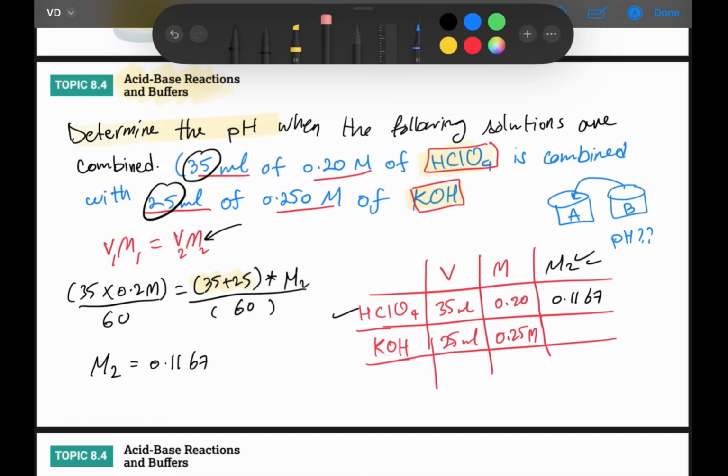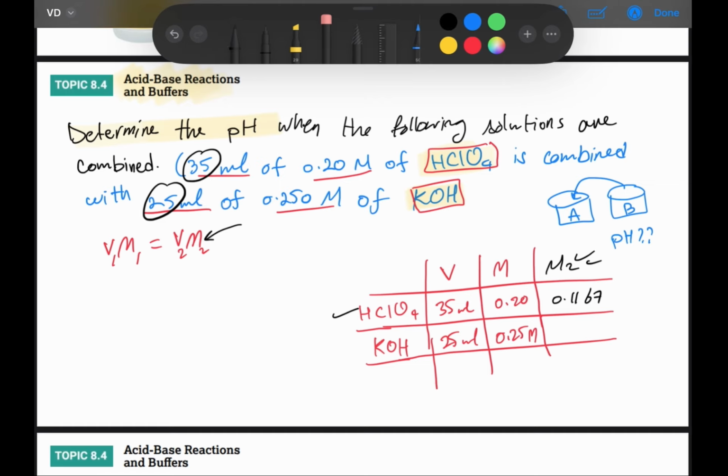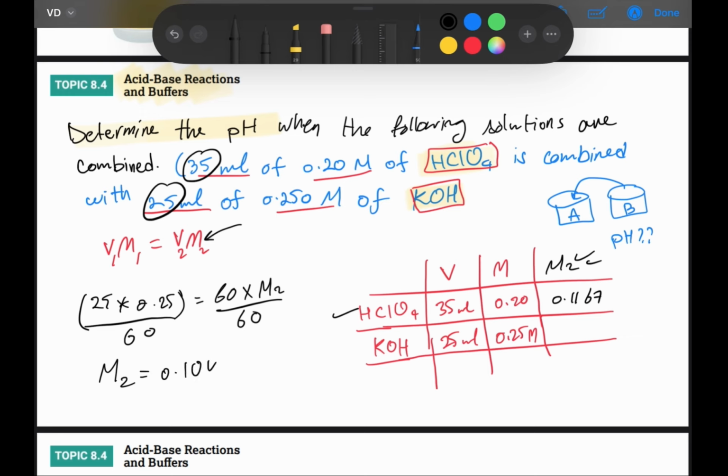If we apply the same procedure for potassium hydroxide, we take 25 milliliters multiplied by 0.25, and the summation of the two solutions is 60 milliliters multiplied by M2. We divide over 60 on both sides. Then the new molarity of KOH is equal to 0.1042. So this is the answer here. Now we have two concentrations that we're going to use in our calculations to calculate the pH at the end.